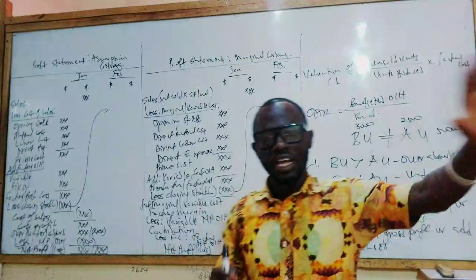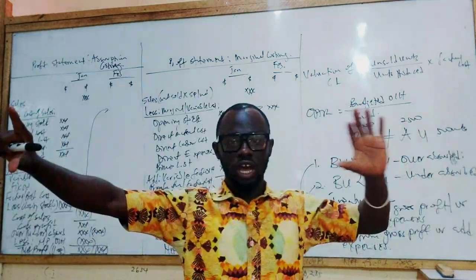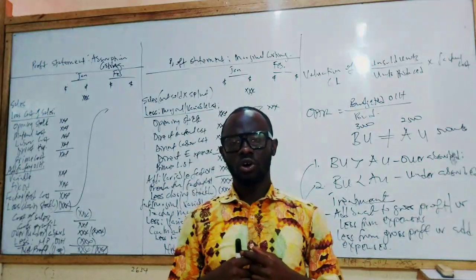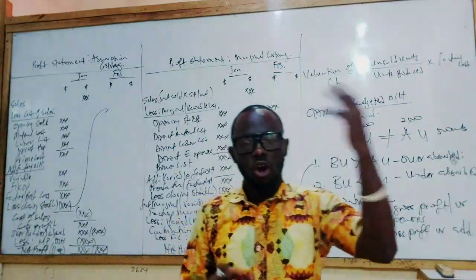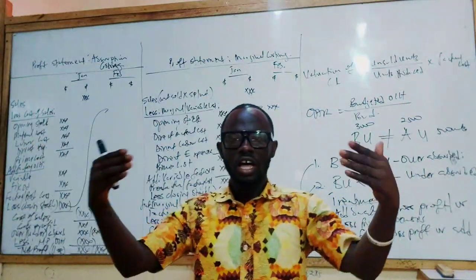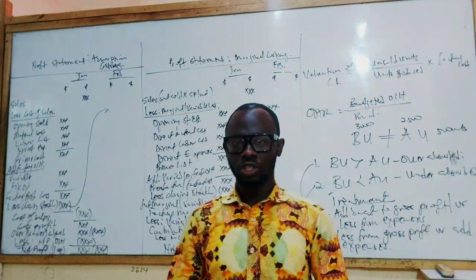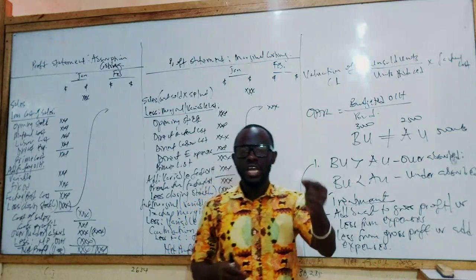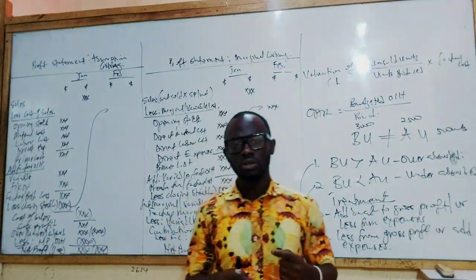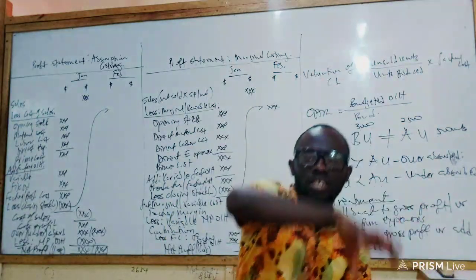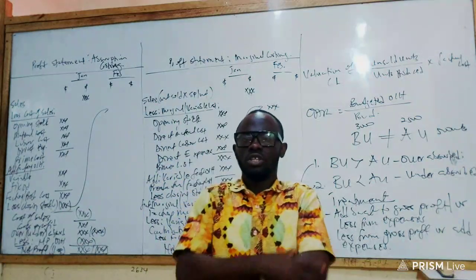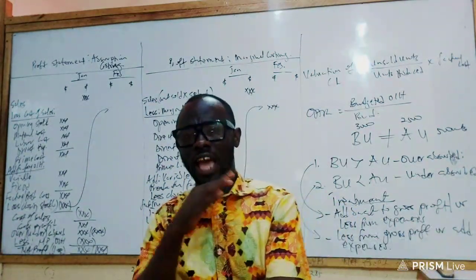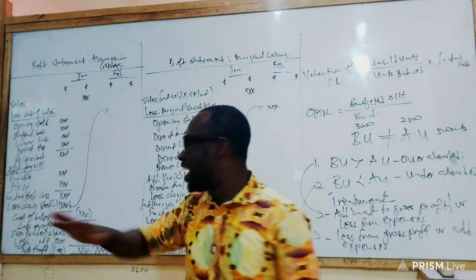So you realize that under activity-based costing, what are we doing? We are identifying the cost pool and then the cost driver. Why is that important? Because in activity-based costing, we are going to be using the cost pool and the cost driver to calculate the overhead absorption rate. So we are going to be calculating the overhead absorption rate per cost pool. Then we will now use that to absorb the various overheads.